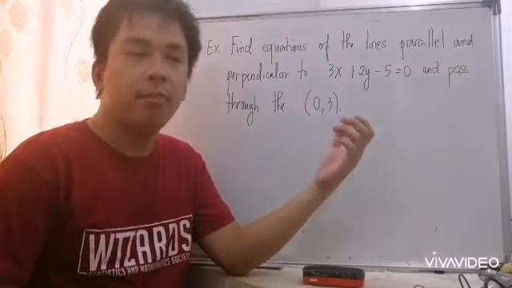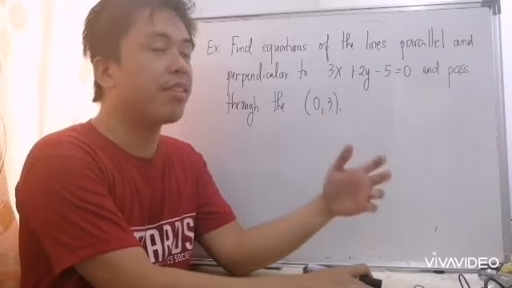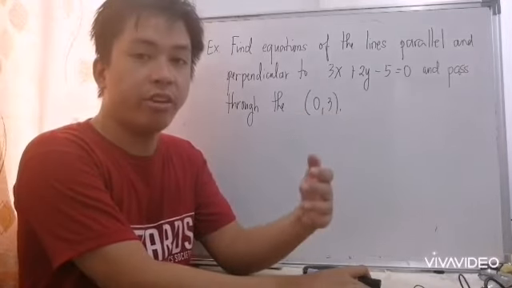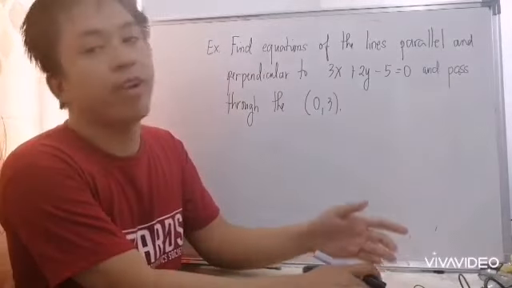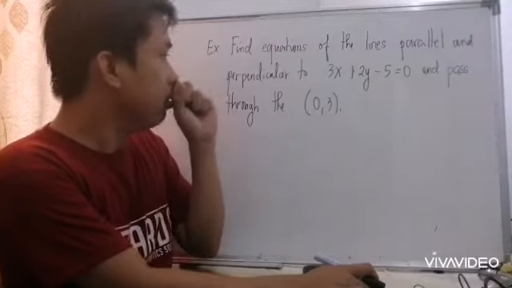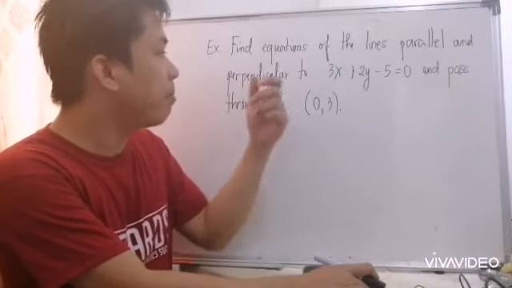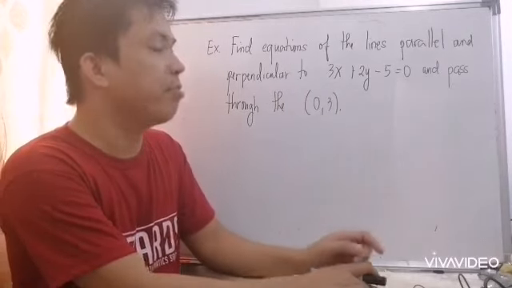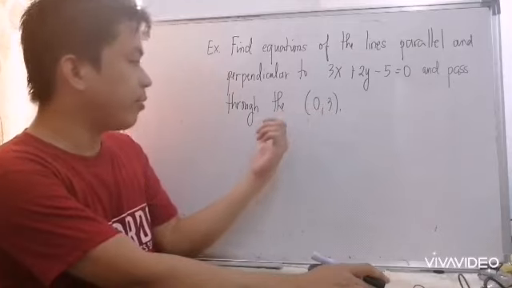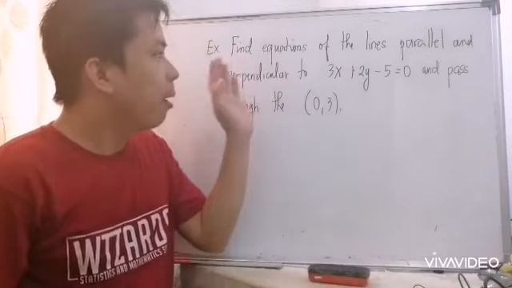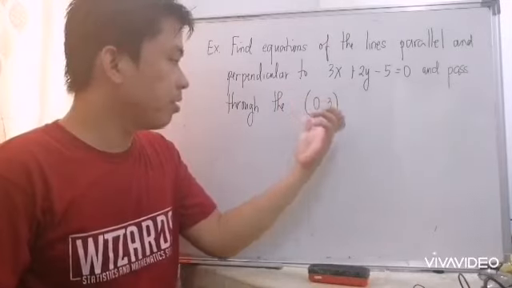Okay, we'll be considering an example here. We'll use the equation we presented in the last part of the previous video, 3x plus 2y minus 5 equals 0. This time, find equations of the lines parallel and perpendicular to the line 3x plus 2y minus 5 equals 0 that pass through (0, 3). So both the parallel and the perpendicular line pass through (0, 3).